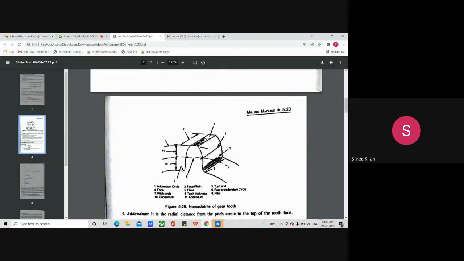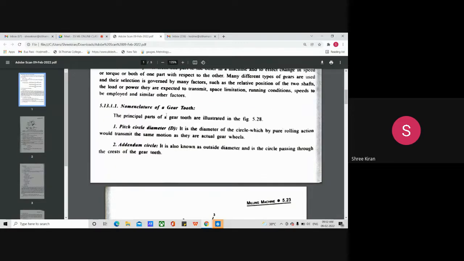Again, you can see it in the figure. I hope you have written it in your notebook also. This is the addendum circle, this small curve. The addendum circle is also known as the outside diameter, and it is a circle passing through the crest of the gear teeth. Basically it is the outside dimension, the outer portion, always a circle passing through the crest of the gear teeth.